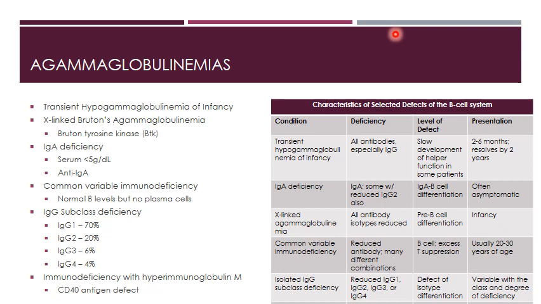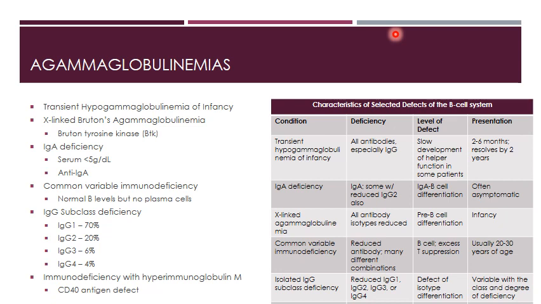In this case, the patient can actually mount an immune response. They have functioning B cells, but there is a CD40 antigen defect, and that doesn't allow you to switch from IgM, which we all know is the primary antibody response, to any of the other isotypes. So the B cell will produce IgM, and it'll never get to any of the other ones.